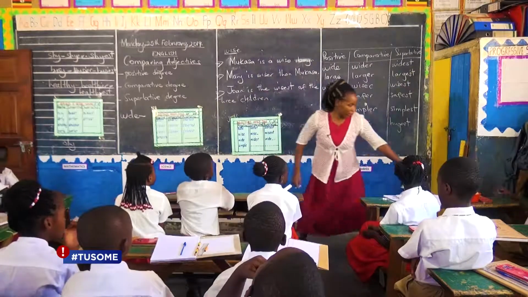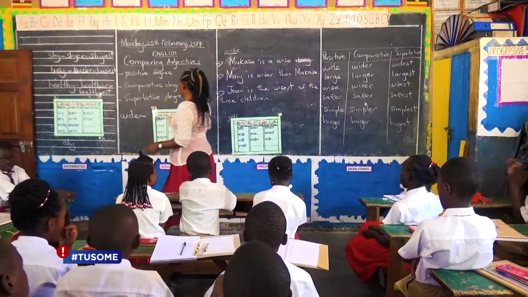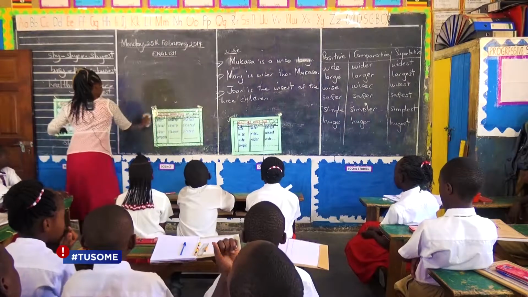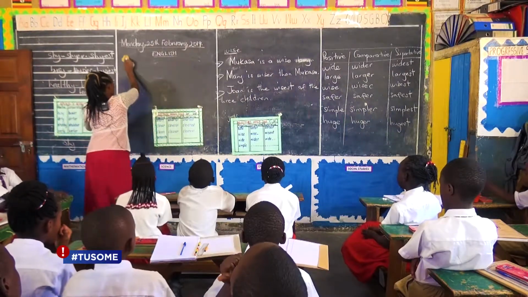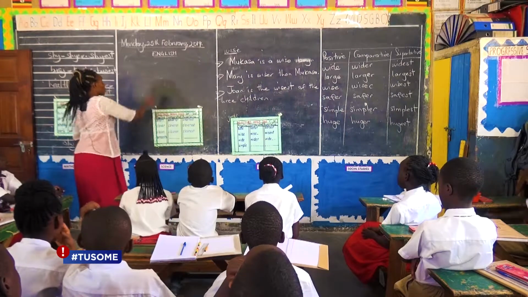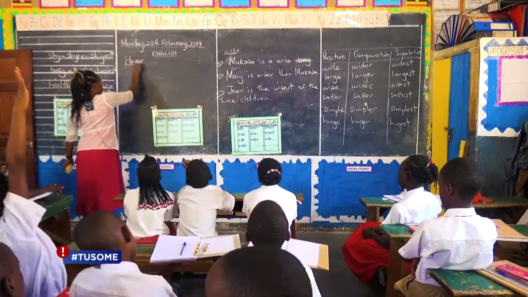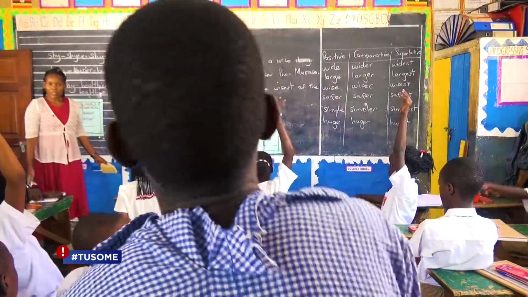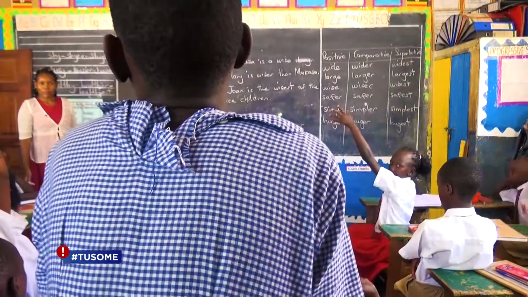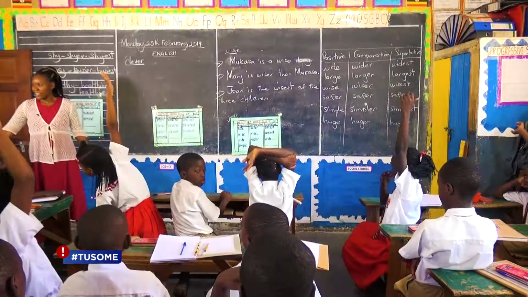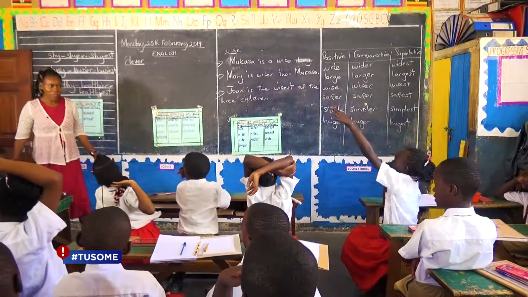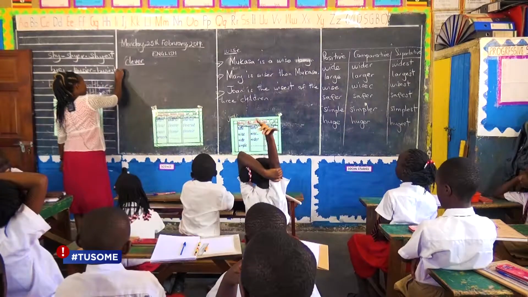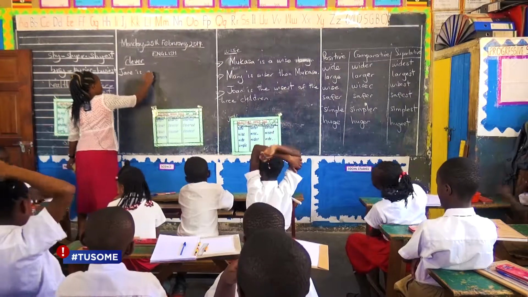Wonderful. Now we are going to look at those adjectives which add er and est. Which adjective should we use? Clever. Okay, let's use clever. A sentence in the positive degree. Mary is a clever girl. Let me use Jane. Jane is a clever girl.